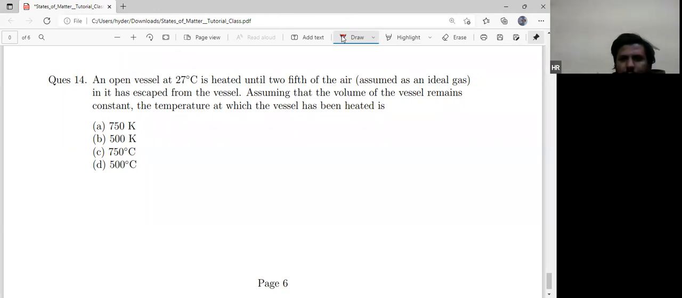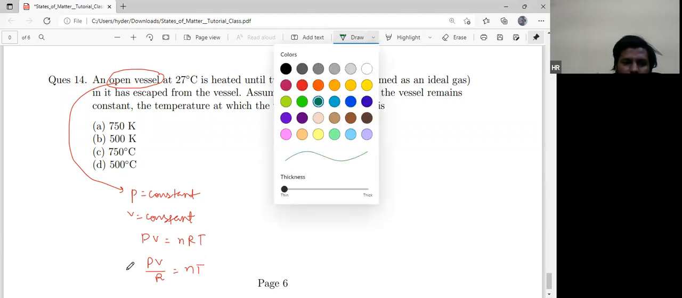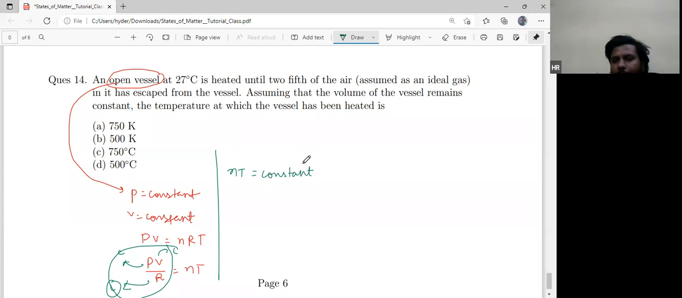Very good, Aisha. Now see, whenever there is an open vessel, that means P is constant as well as V is also constant. Now from the ideal gas equation, PV equals nRT, and we can write PV upon R equals nT. As I told you, P is constant and V is also constant and R is the gas constant, then the whole term is constant. That means nT equals constant. Right, Irfan?